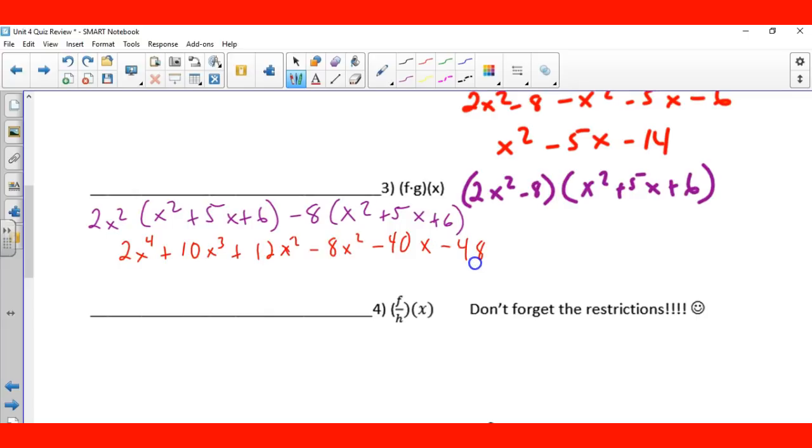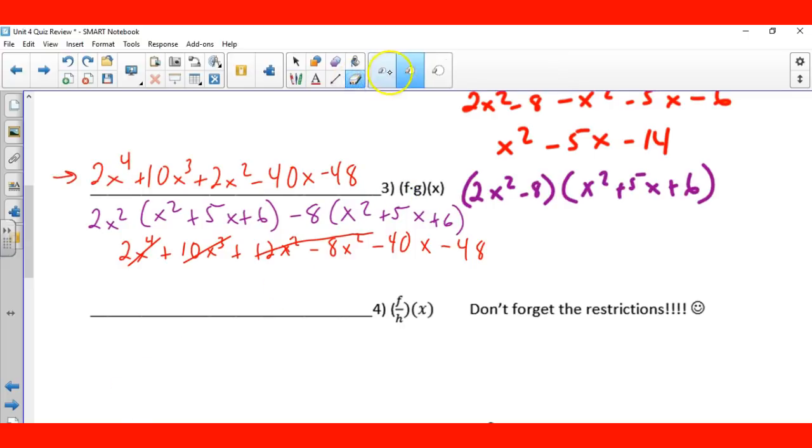Now, what we need to do is combine like terms. So we have 2x to the fourth. Then we have 10x cubed. That's the only cube term. So 10x cubed. We have 12x squared minus 8x squared. So 12 minus 8 is going to be 2x squared, minus 40x, minus 48. There we go. F times g.